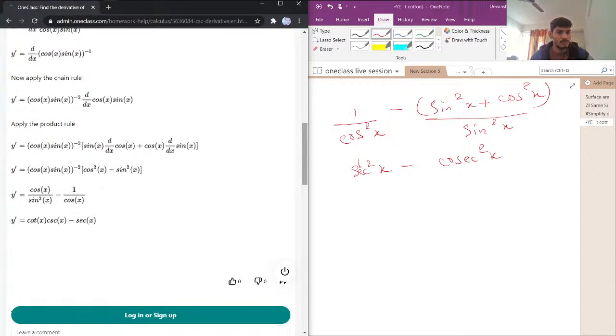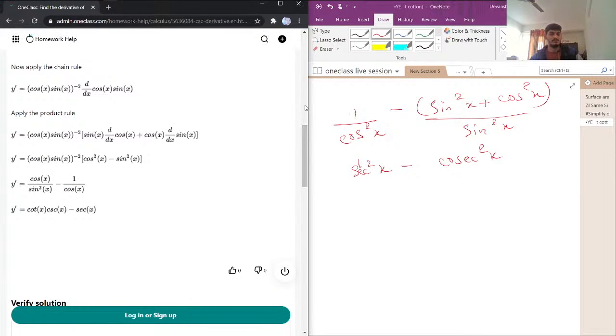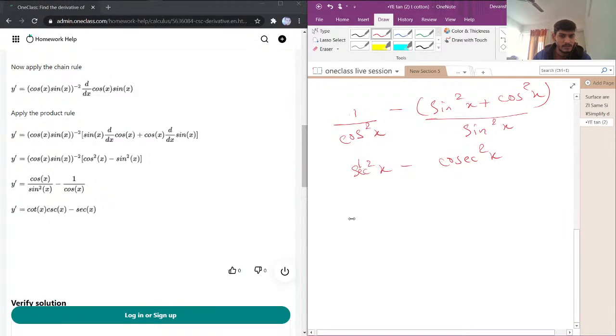Applying the product rule, they have written cotangent of x, cosecant of x, sine of x, cosine of x and sine of x. Okay, sine x times the derivative of cosine x, cosine x times the derivative of sine x. Let's just manipulate the answer.